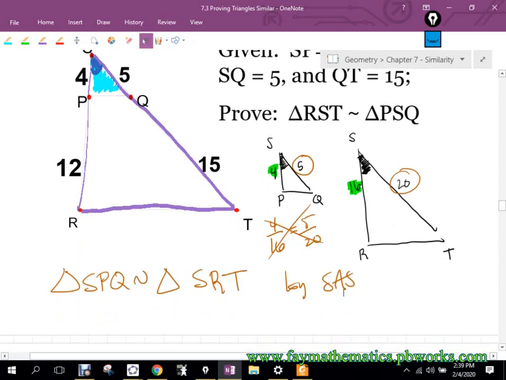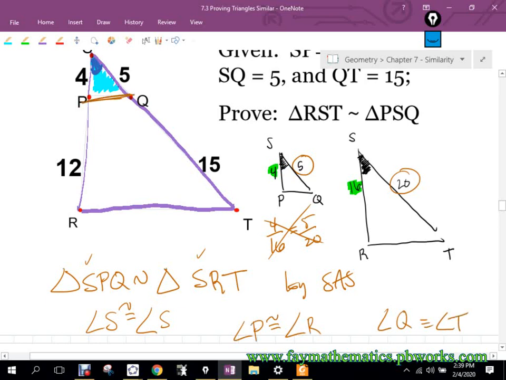Okay, now I think there are some other conclusions here that are important to make once I know that those are similar triangles. If they're similar triangles, we should know that angle S is congruent to what angle? S, and that should make sense based on the picture that we have. Angle P should be congruent to what angle? R. And angle Q then to T. Okay? Now, why do we talk about that? Because there's yet one more conclusion that we can make.